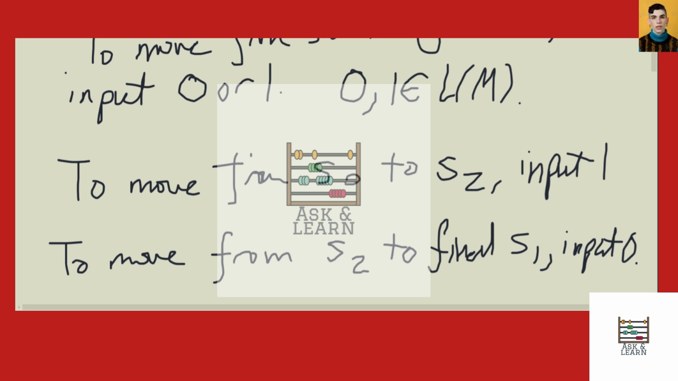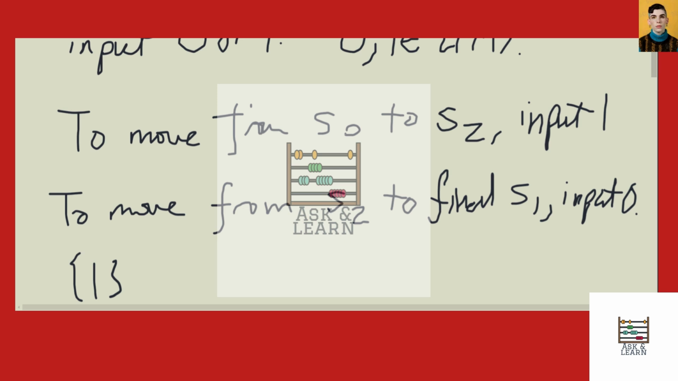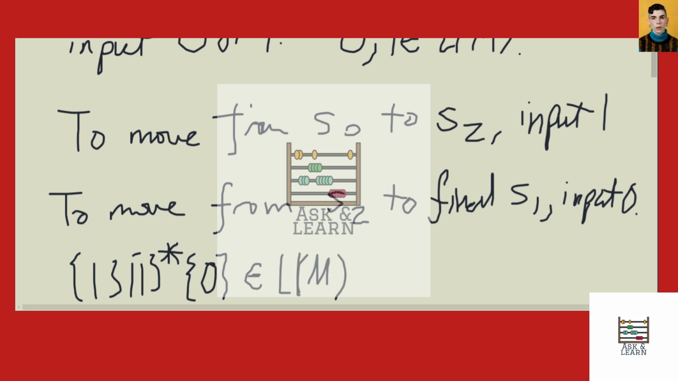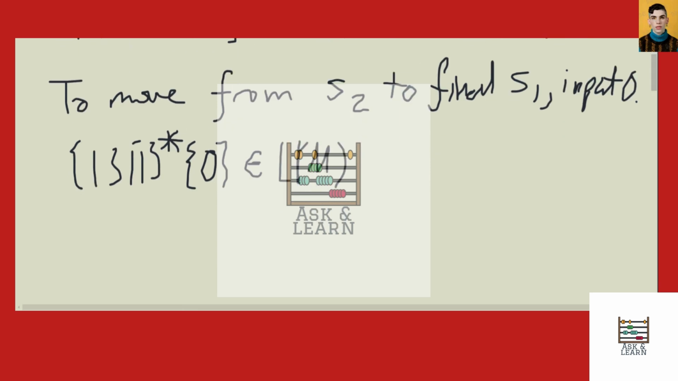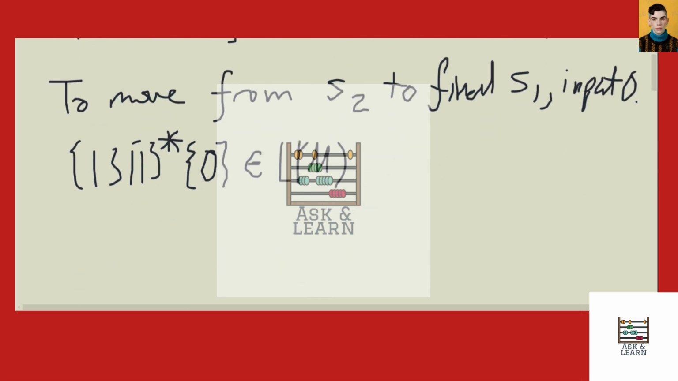Notice that there is a loop at S2 for input 1. The string needs to have at least one 1 before the 0 to go from S0 to S2 to S1. So in other words, all strings of the form 1, 1 star, 0 are recognized by the machine. They're in the language for the machine. So we have to have at least one 1.